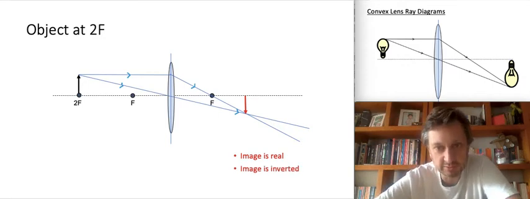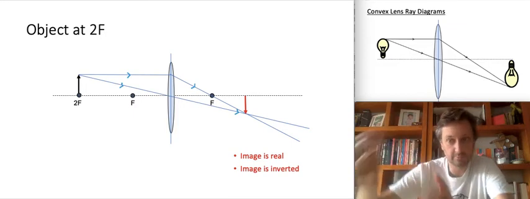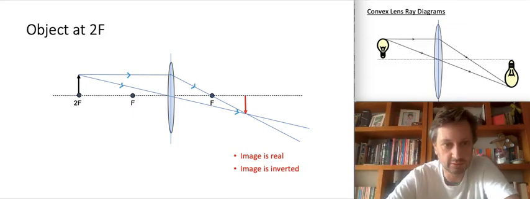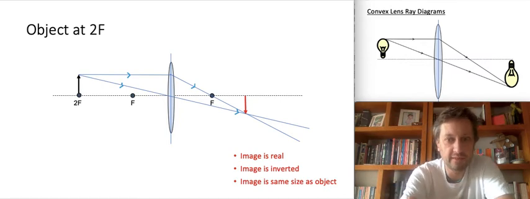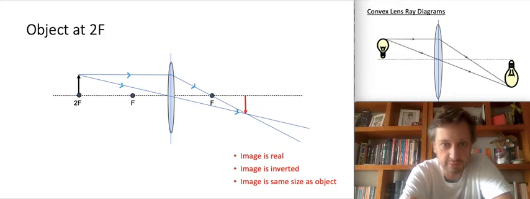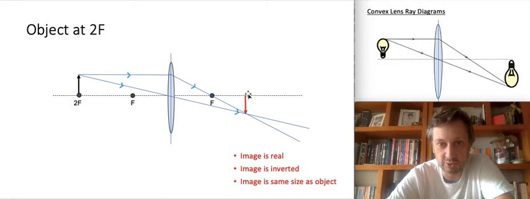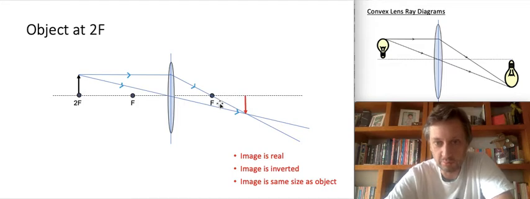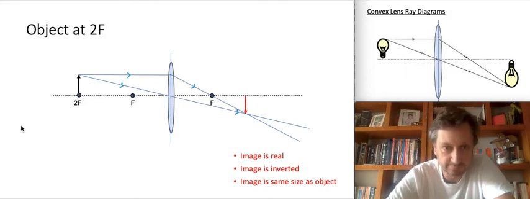The image is upside down. We can see the image compared to the object. The image should be, if we've drawn it correctly, the same size as the object. And if we've drawn it really well to scale, the image should actually be located at 2f on the other side of the lens. We know that, by the way, because if the image is the same size as the object, the image distance should be the same as the object distance.